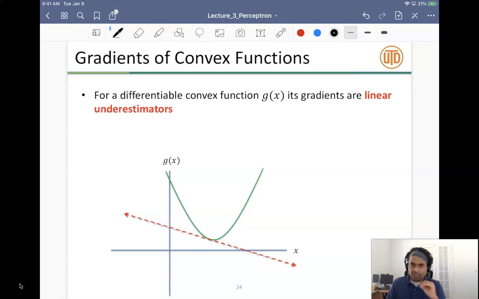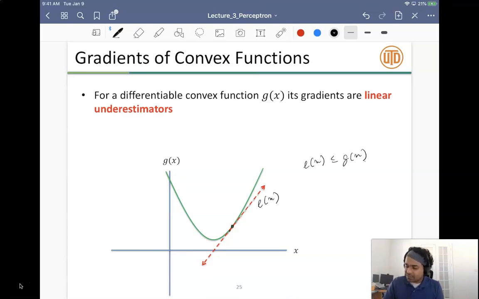If you recall, a differentiable convex function has gradients, and the gradients are linear underestimators. What it means is that these are linear lower bounds everywhere. This, for example, is one example of a gradient. It is always less than the function value everywhere. So if this is L of x, my gradient, then L of x is less than or equal to g of x. I can compute another gradient at this point, again I have an L of x, and L of x is less than or equal to g of x everywhere.